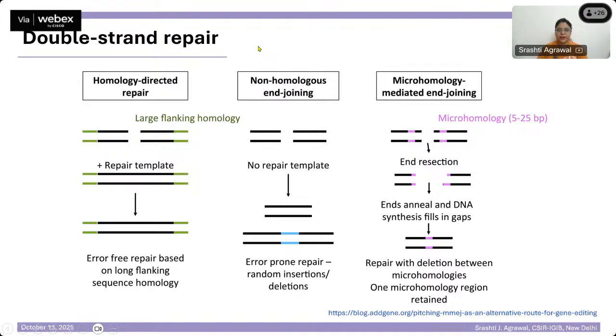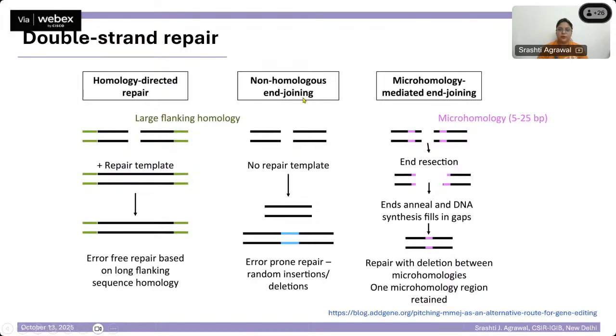Then we have double strand repair. These are majorly of three types. Homology directed repair, in which the machinery checks the regions in the other strand which are homologous to the strand in which error is present, and then it creates a template and it fills in the gaps wherever there are gaps.